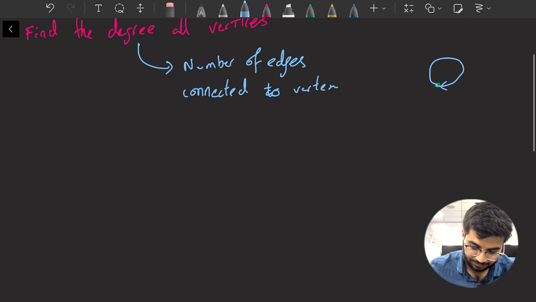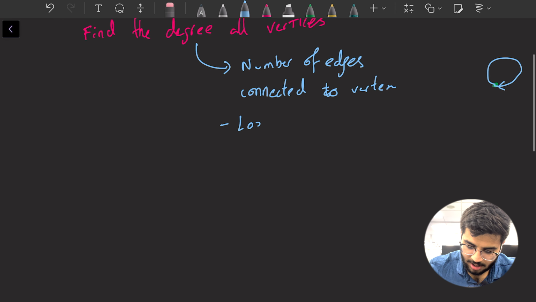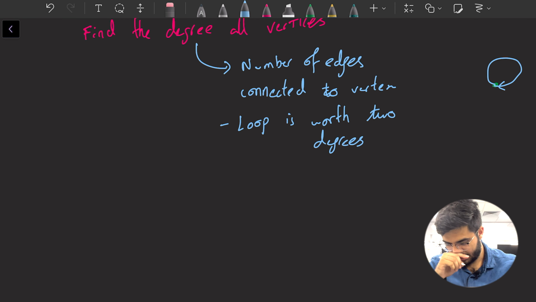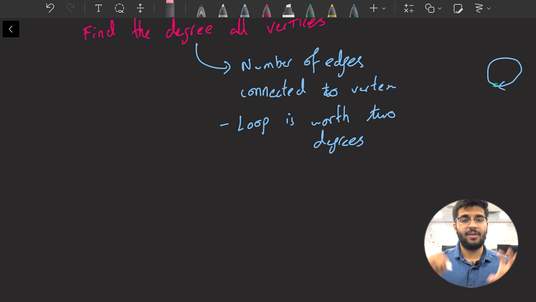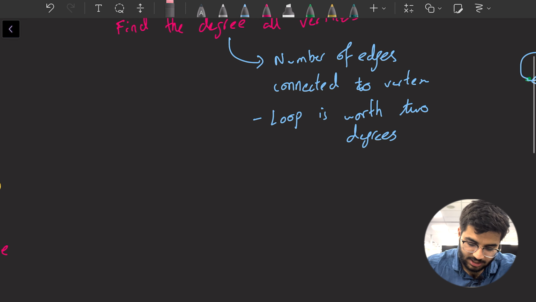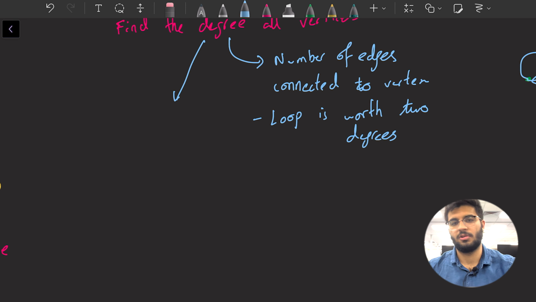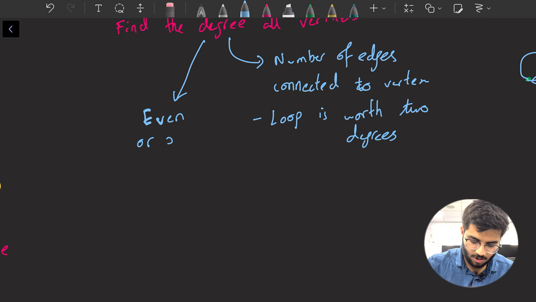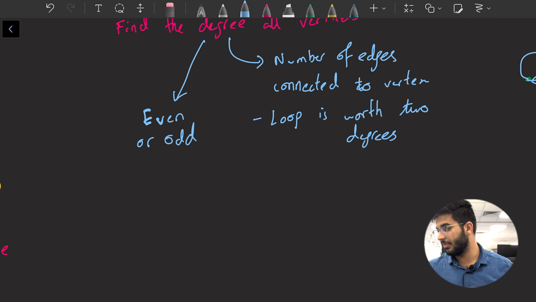So a loop is worth 2 edges, so it is worth 2 degrees. That's how I think about it: every other edge gives you 1 degree and a loop gives you 2 of them. So the degree of the vertex is based on that. Now, the degree can be either even or odd. Simple stuff, not too complicated at all, right?